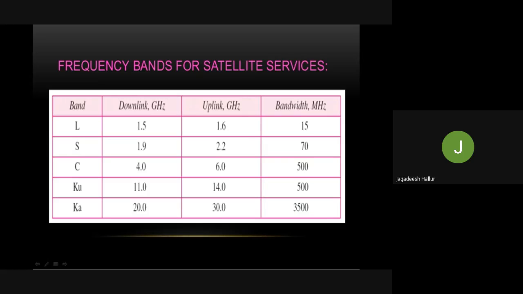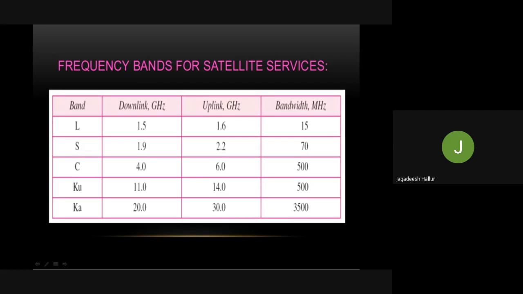Downlink for this is 4 to 6. We have already seen it in mobile communication also. That is 4 for downlink, 6 for uplink. The bandwidth is 500 megahertz. And for Ku band, downlink is 11 gigahertz and uplink is 14 gigahertz, and the bandwidth remains the same. That is for Ku band, 500 megahertz.